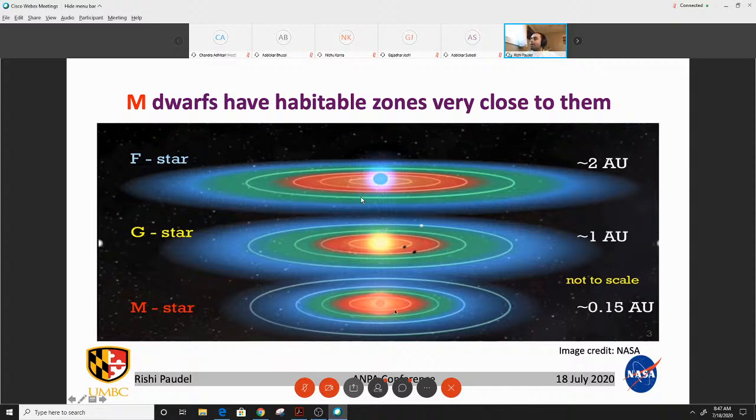Since the M dwarfs are cool stars, they are less luminous, and they have habitable zones very close to them, compared to our sun and the hotter stars, so that a planet orbiting an M dwarf in the habitable zone gets the correct amount of radiation. We know that radiation scales as the inverse of the square of distance. In general, the average habitable zone distance for an M dwarf is 0.15 AU.